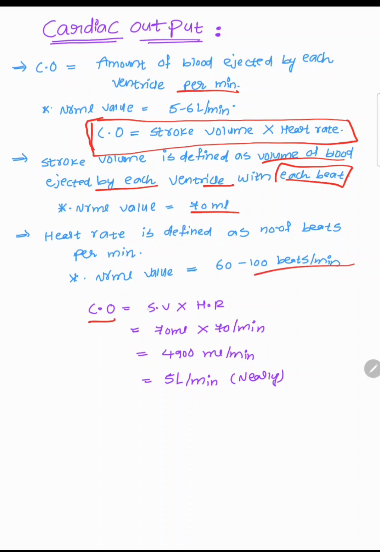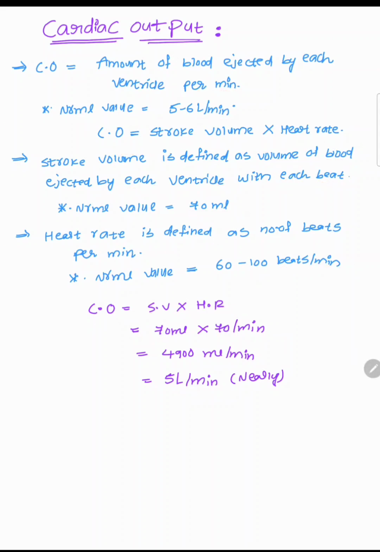So, cardiac output is the product of stroke volume into heart rate, right? Stroke volume is 70 ml, heart rate is 60 to 100. On an average, if I take 70, then 4900 ml per minute, nearly 5 liters per minute, which means cardiac output is in between 5 liters to 6 liters per minute, depending upon the person. Okay, next, this is the define cardiac output answer. Now, the factors affecting the cardiac output, we will see.